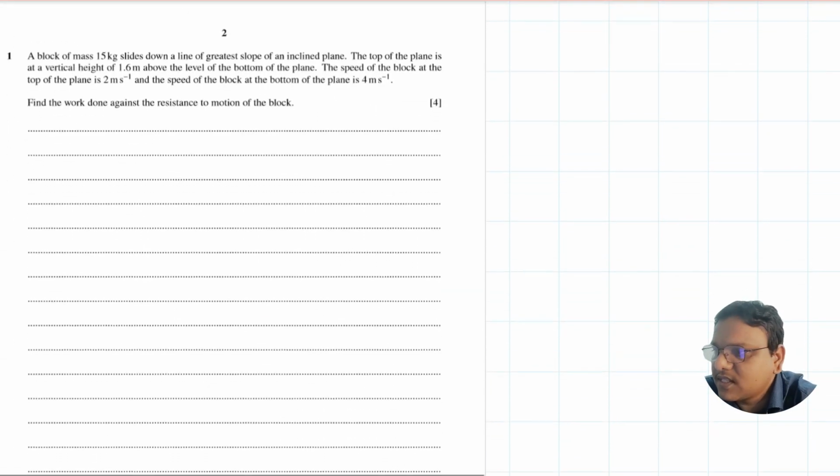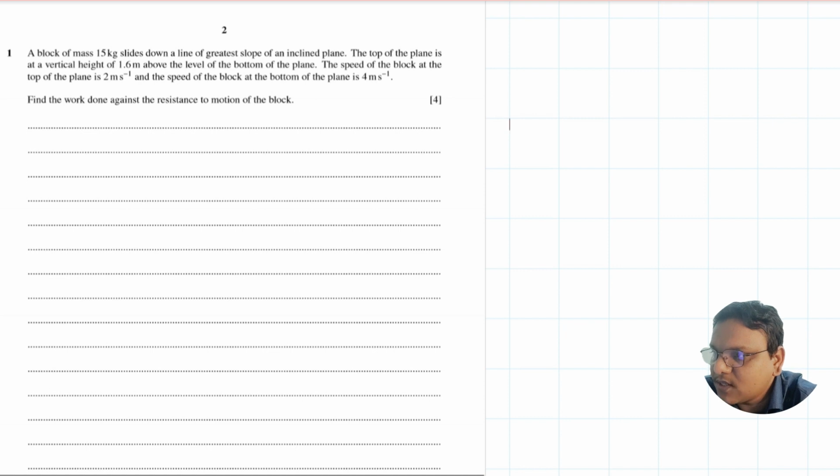If you see, the first question is given like this: a block of mass 15 kg slides down a line of greatest slope of an inclined plane. The top of the plane is at a vertical height of 1.6 meters above the level of the bottom of the plane. The speed of the block at the top of the plane is 2 meters per second and the speed of the block at the bottom of the plane is 4 meters per second. Find the work done against the resistance to motion of the block.